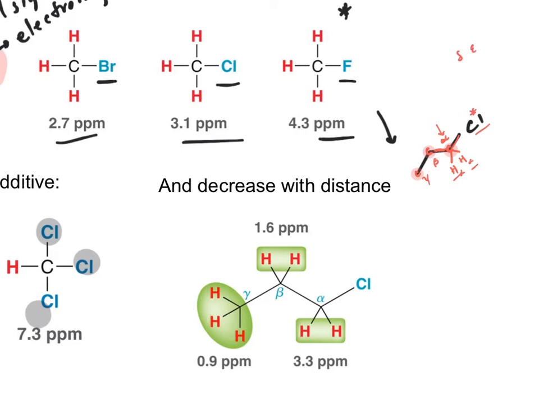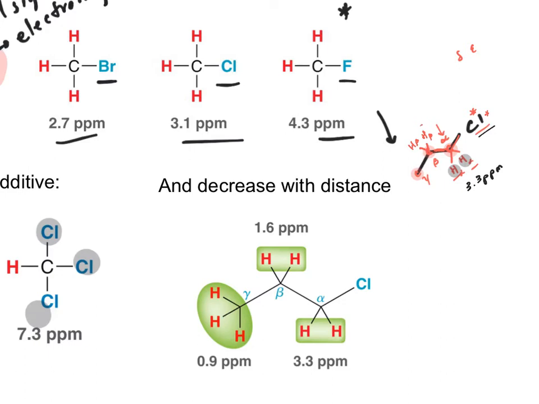Now, looking at the effect on our alpha protons, we would see a drastic effect due to the presence of this electronegative group. They show up at about 3.3 parts per million because of the chlorine. That's the alpha position. When we move to the beta position, we have 2 protons, which we call the beta protons. That electron withdrawing chlorine still has an effect, but it's less than at the alpha position, so again this deshielding effect tapers off with distance.